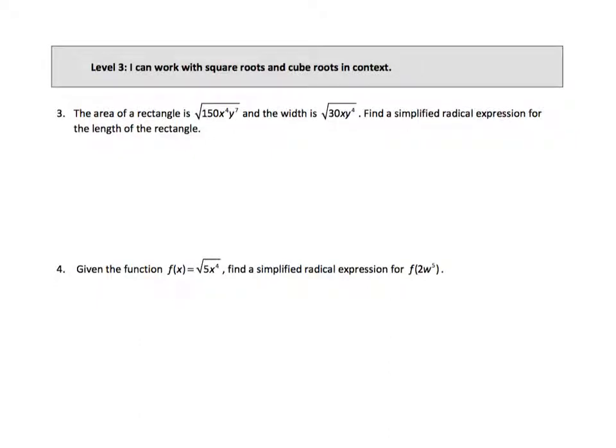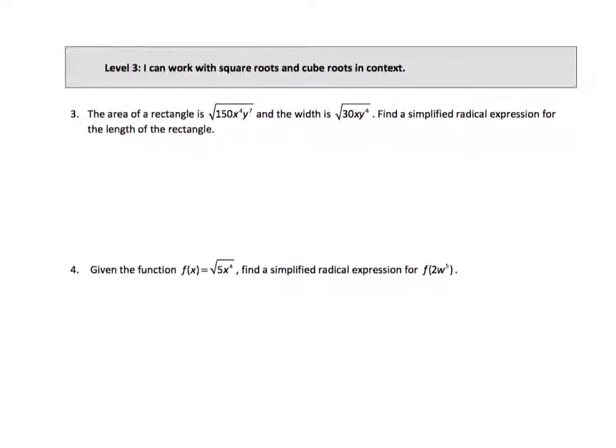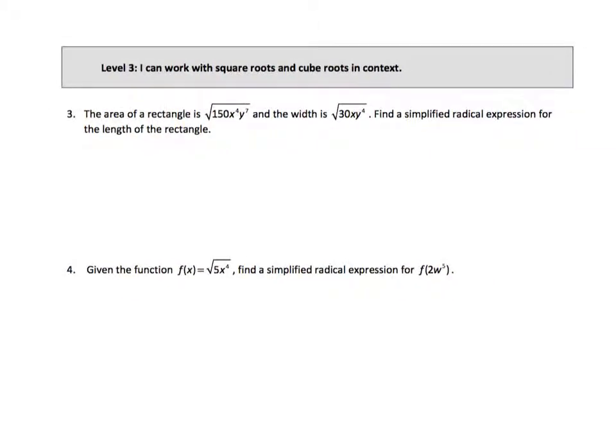Level 3 is I can work with square roots and cube roots in context of a problem. So in number 3, it says the area of a rectangle is the square root of 150 x to the 4th y to the 7th, and the width is the square root of 30 x y to the 4th. Find a simplified radical expression for the length of the rectangle.